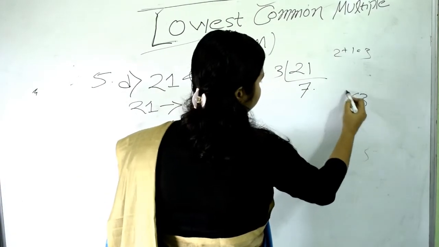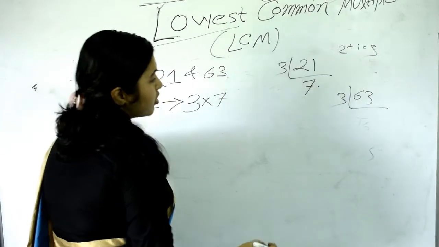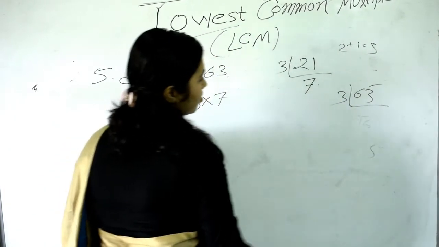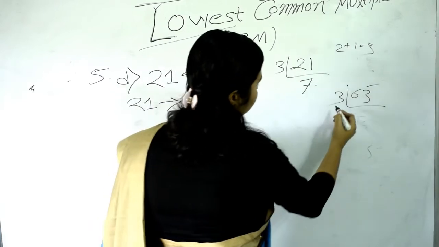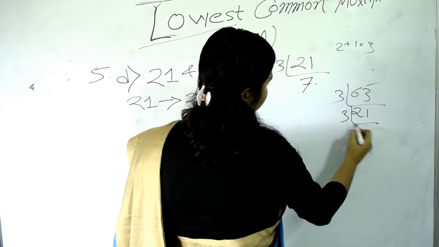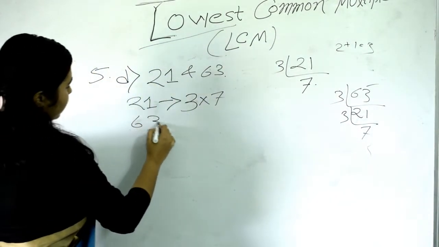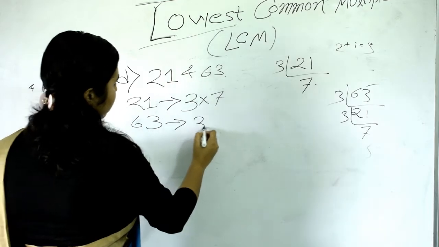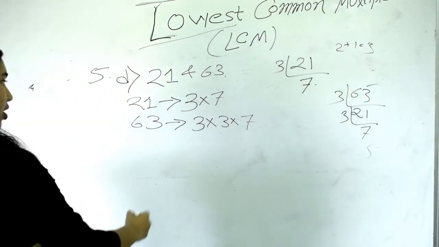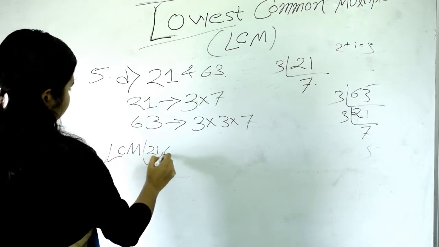Now take 63. 63 is also divisible by 3. This is an odd number, so this is not divisible by 2. And then 3 7s are 21. So prime factorization of 63 is 3 cross 7. Now LCM of 21 and 63.